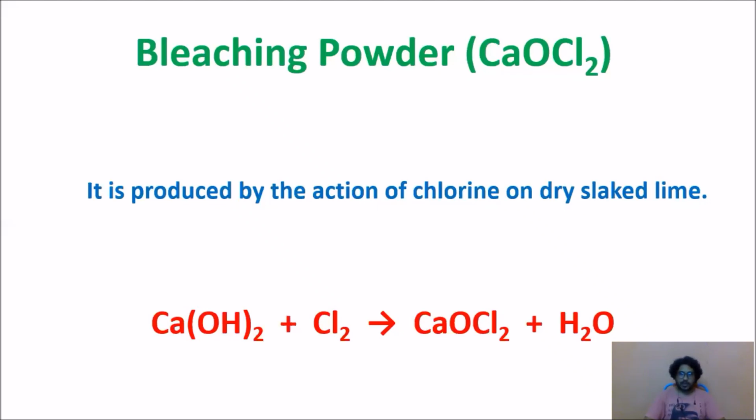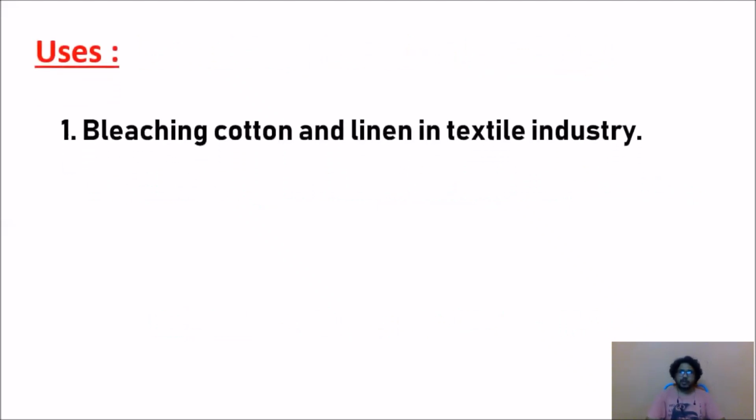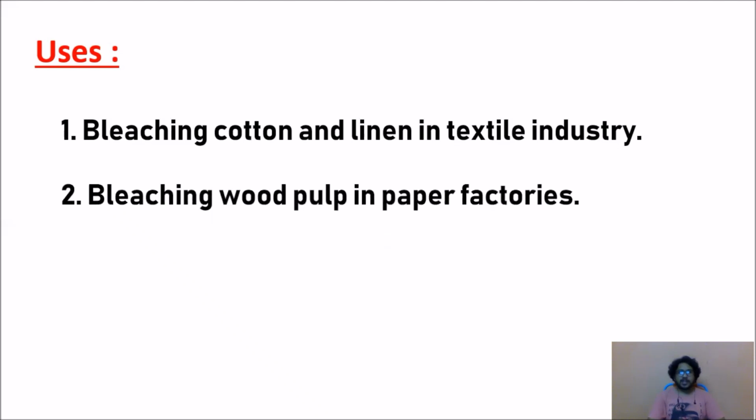So in the starting of this video, I told you we are going to see salt, manufacturing of salt, properties of salt and uses of that salt, right? Now, what is the use of this bleaching powder? Bleaching cotton and linen in textile industries. In textile industries, we can use this bleaching powder to bleach that cotton and linen. Bleaching wood pulp in paper factories. In paper factories also, this bleaching powder is used to bleach all that wood pulp.